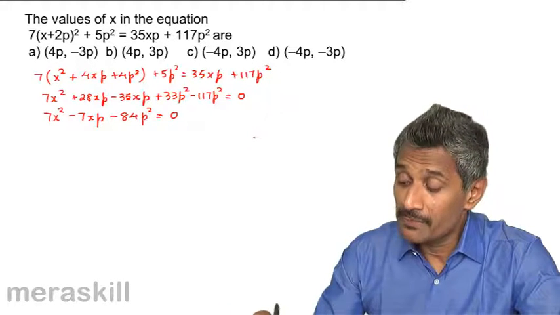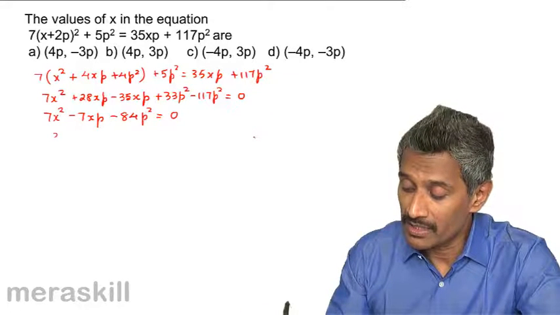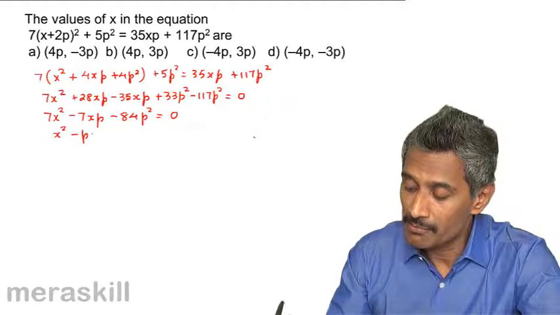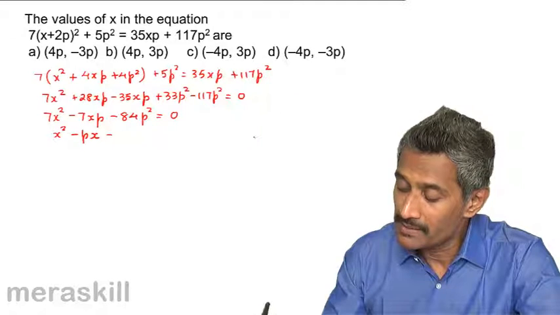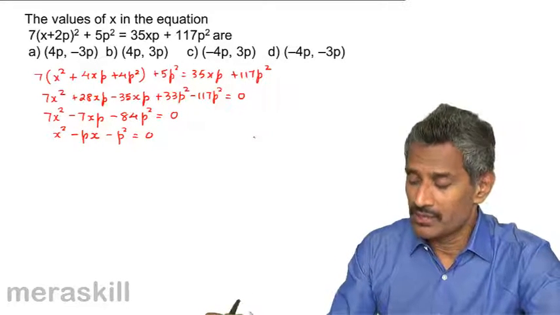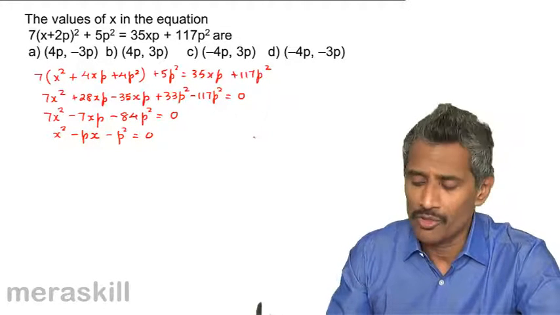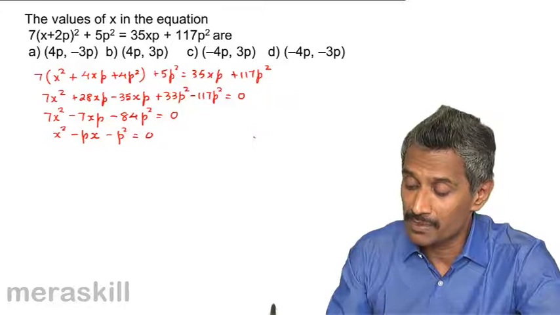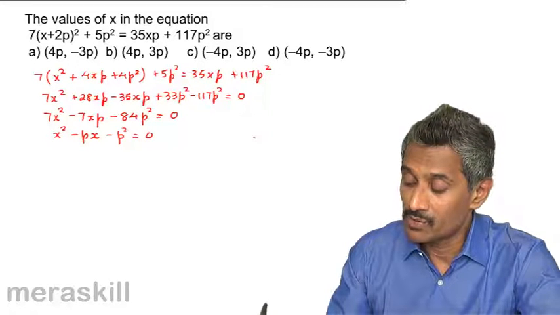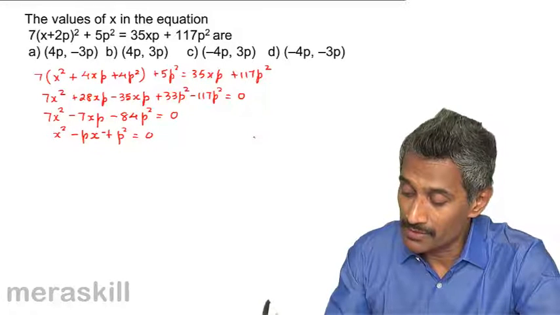Now this is becoming very simple. You can divide throughout by 7 and you get x^2 minus px minus 12p^2 is 0. Now here it's very simple. You can take it as ax square and split up this minus term in terms of this, which is minus 12p square.